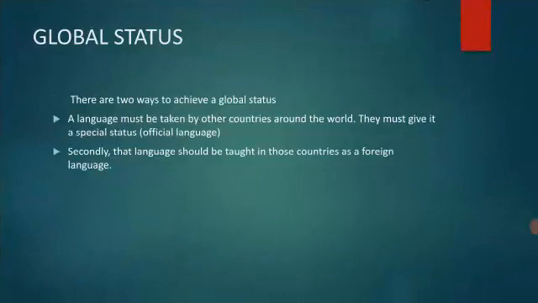The second point is that a language should be taught in those countries as a foreign language. A language can be made a priority in a country's foreign language teaching, even though it has no official status. There are countries which don't give this official or special status to the English language, like Russia, China, and others. They usually take English as a foreign language, and they teach it to their children in schools only to communicate with the rest of the world.